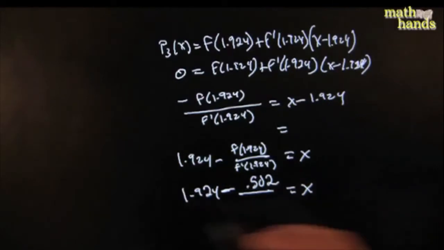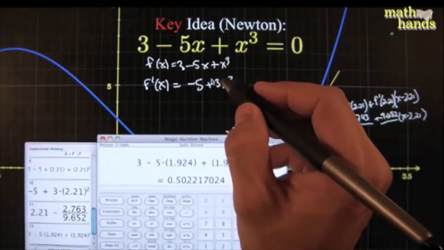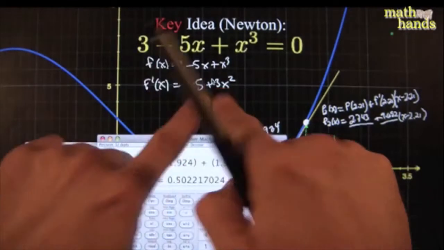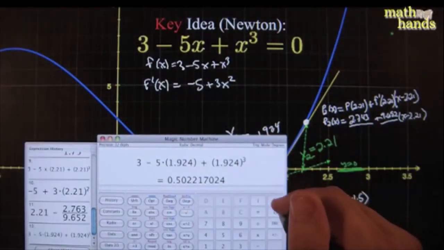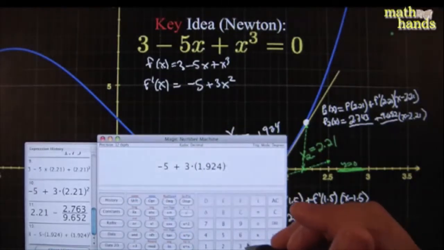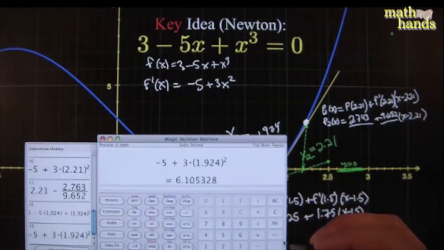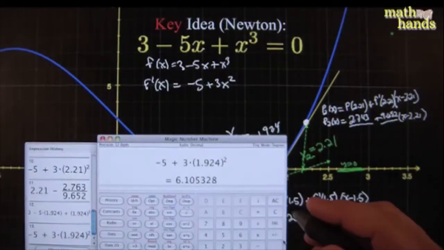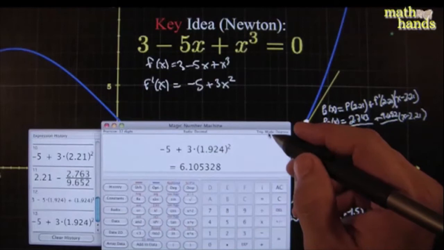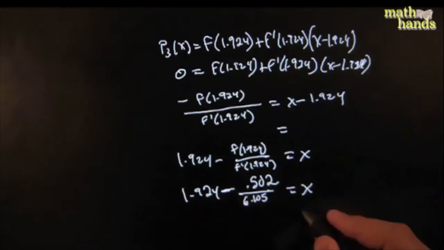All right, now let's go back and do the other one. We've got to plug 1.924 into that one. So here we go. I clear this stuff. Then I go negative 5 plus 3 times 1.924 raised to the second. This is so much grunt work. I hate grunt work. I love the idea, but this grunt work, man, is killing my soul. All right, 6.105. And then I crank this out, and that's going to be my next x.